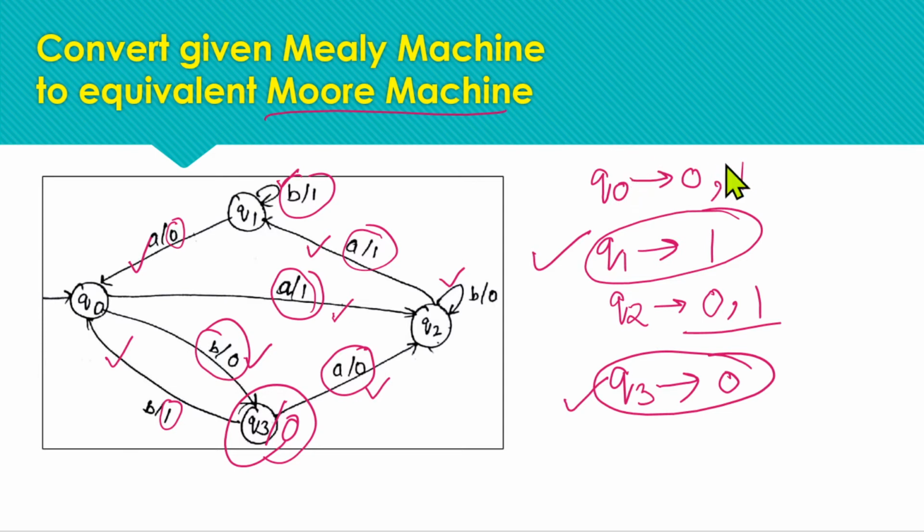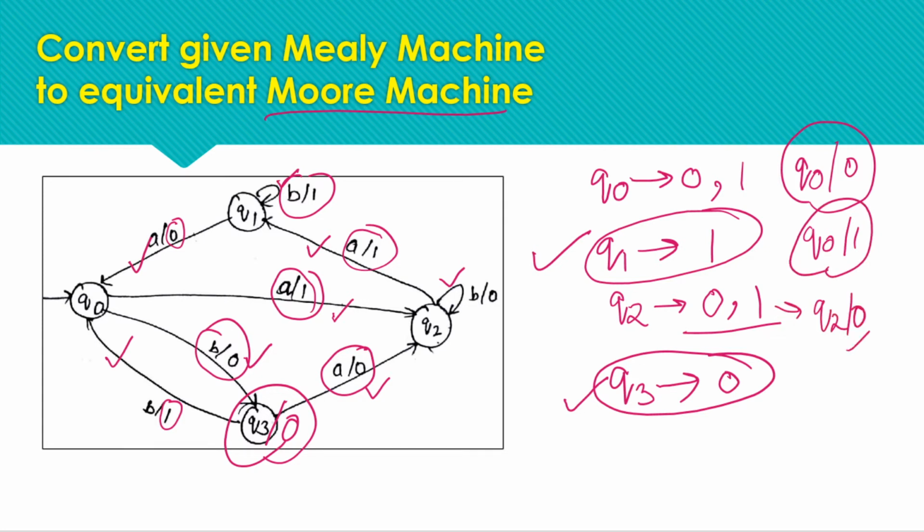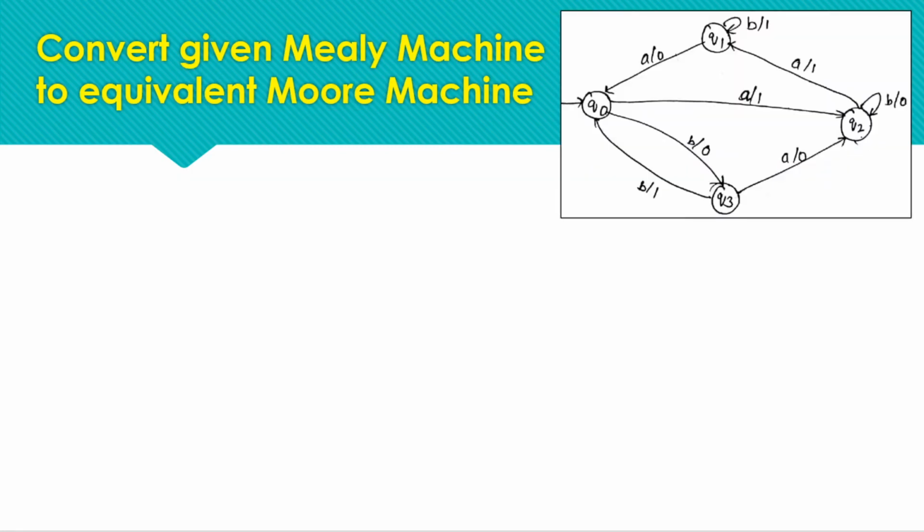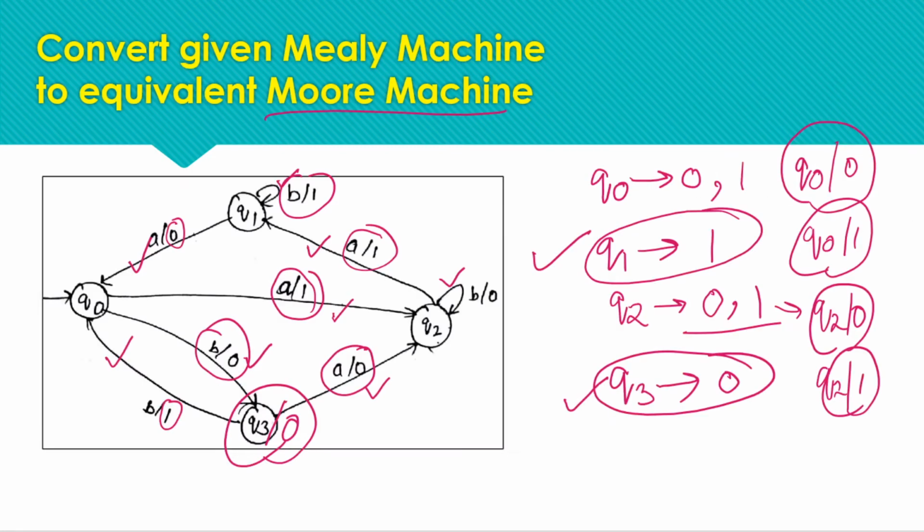So from Q0, as we need to generate 0 and 1, we need two states, one Q0 for output 0 and another Q0 for output 1. In the same way we need two states corresponding to Q2, one for output 0 and one for output 1. Next, starting with the construction process, we need two states corresponding to Q0 and two states corresponding to Q2, but one state corresponding to Q1 and one state corresponding to Q3.